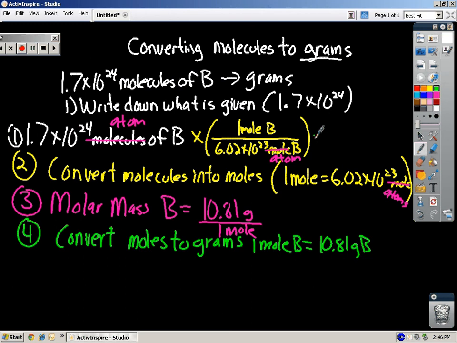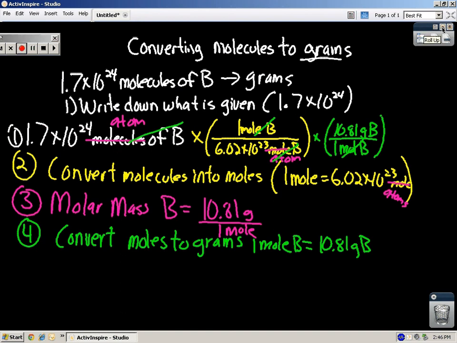Here we go. 1 mole of boron for 10.81 grams of boron. Yay, this is going to cancel out. This is going to cancel out. Our atoms of boron cancel out with our atoms of boron. We now have the grams of boron that we are looking for. Okay. Now we can do our last step. We're going to put that equals to.